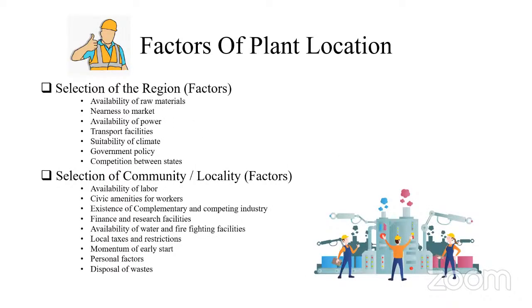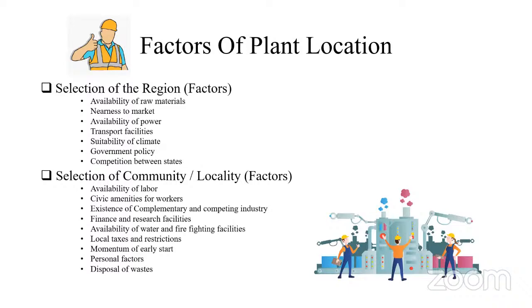Then moving further, factors of plant location include selection of a region. Availability of raw materials plays a very important role in the location of an industry. Nearness to the market, like how we can be connected to the market of certain areas, whether it is nearer or we are supplying to outer states or outer countries, importing or exporting. Availability of power. Obviously, to build any industry, we need energy. Transport facilities. Suitability of climate, government policies, competition between states.